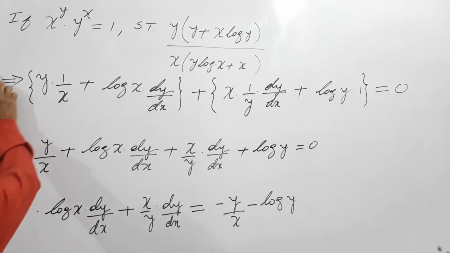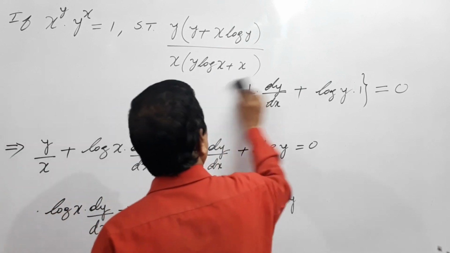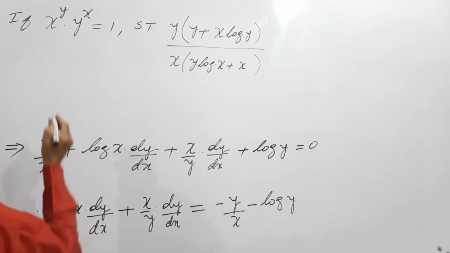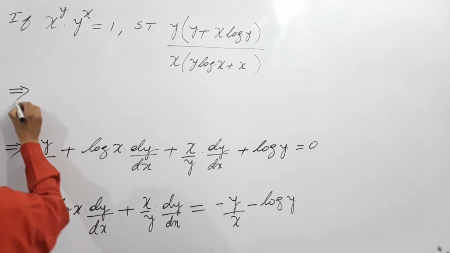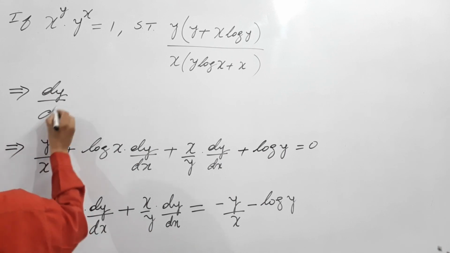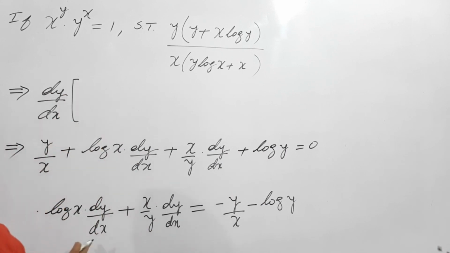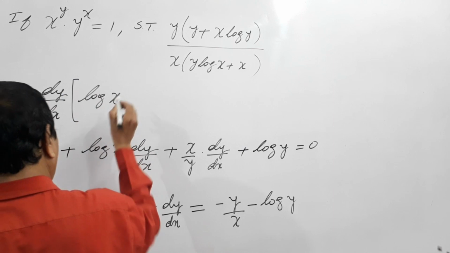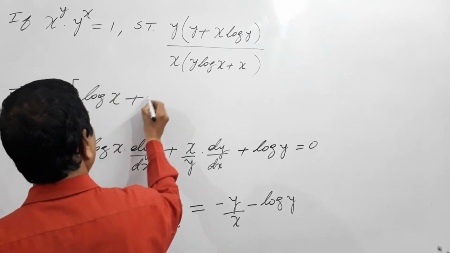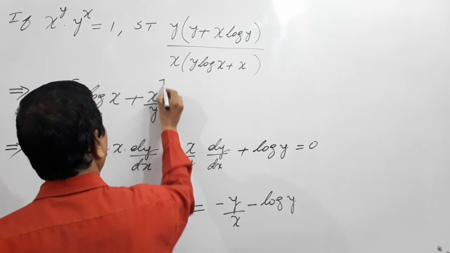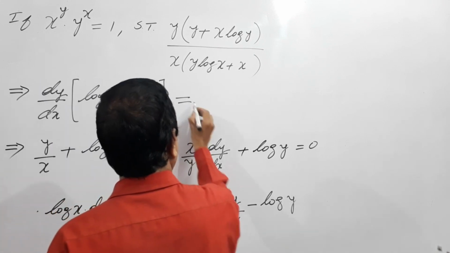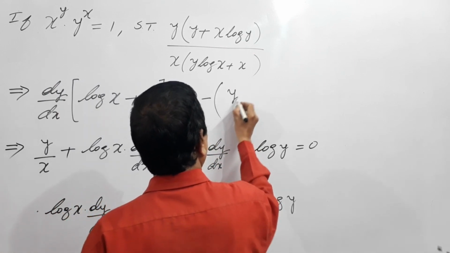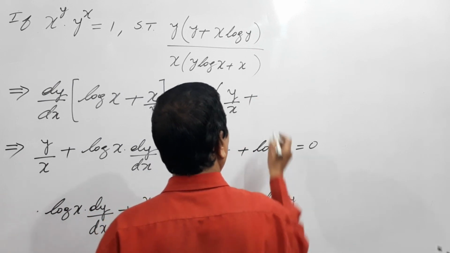So I'll rub this. So I take dy by dx common. So on the left hand side we have dy by dx into log x plus x by y, and here I'll take minus as common, this becomes y by x plus log y.